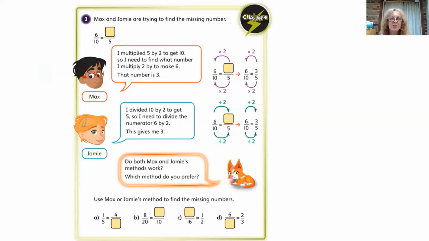Let's look at the challenge then. Remember, you're only doing the challenge if you're finding the maths relatively easy. It is in your emails. You might not need to print it out. You might just want to write it in your book.